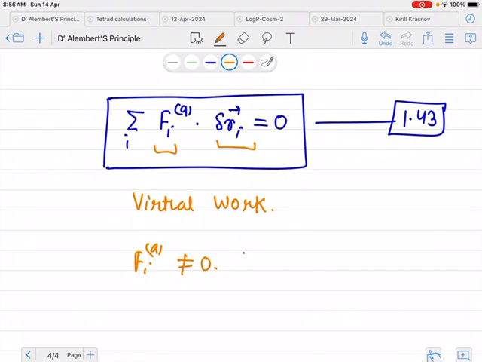And the delta Ri are not completely independent. These virtual displacements are connected to the constraints.